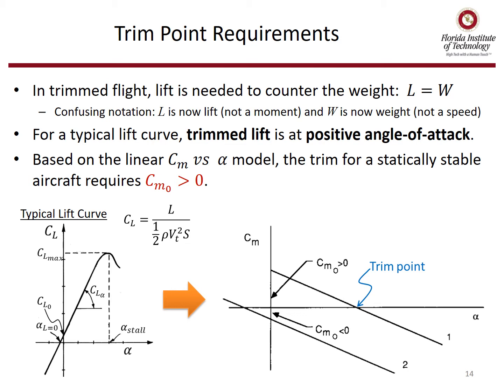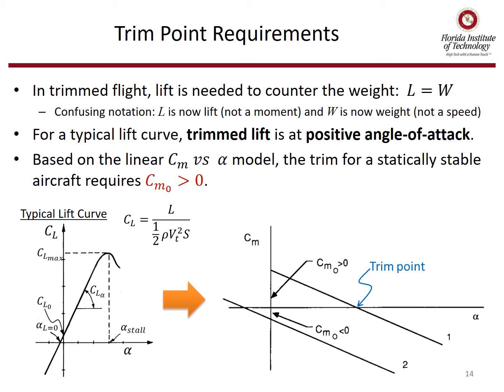We see then, for an aircraft to be trimmed in level flight, it needs to have a positive angle of attack. So based on this linear relationship of CM versus alpha model, the trim then for a statically stable aircraft is also going to require that the y-intercept at CM0 also be positive. On the plot on the lower right of the screen, you see two CM versus alpha lines. The top one has a positive CM sub 0, or positive y-intercept, and we're able to cross the x-axis at a positive angle of attack.